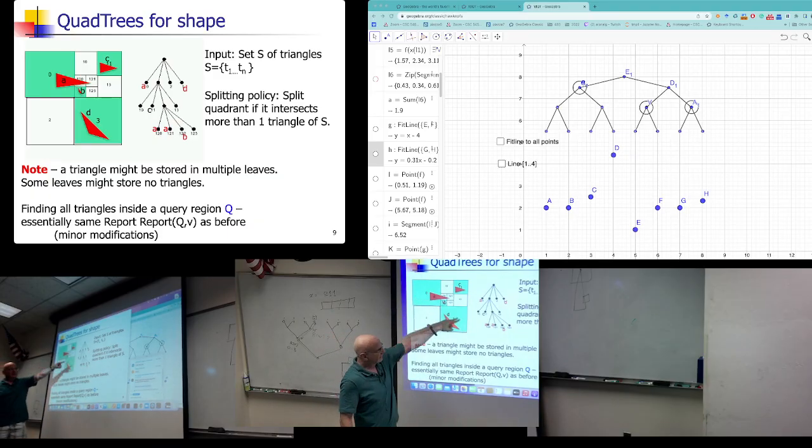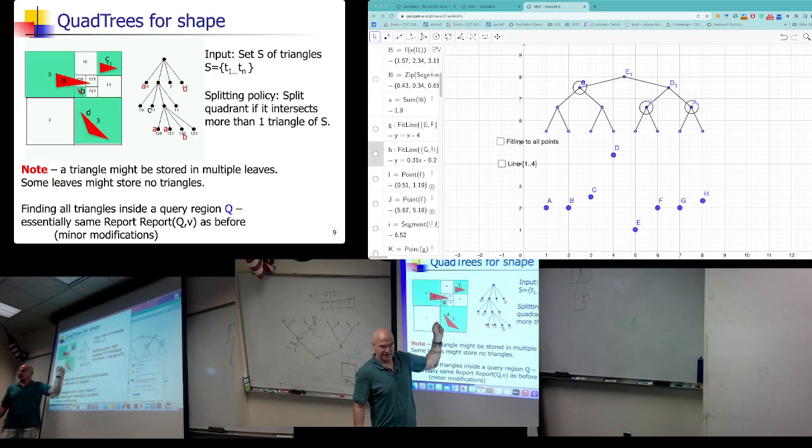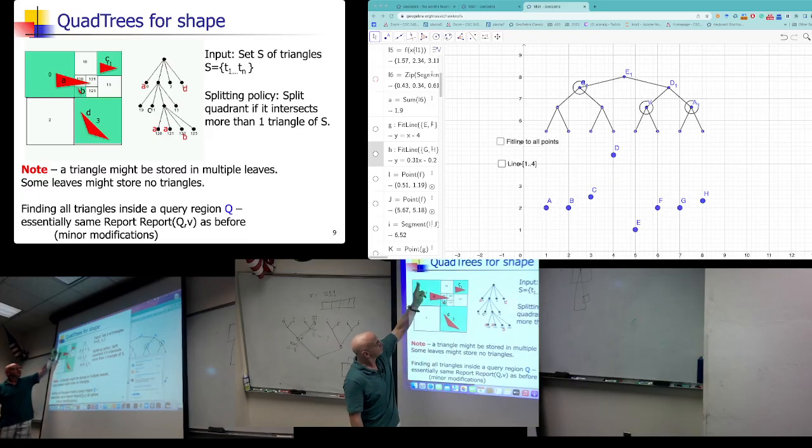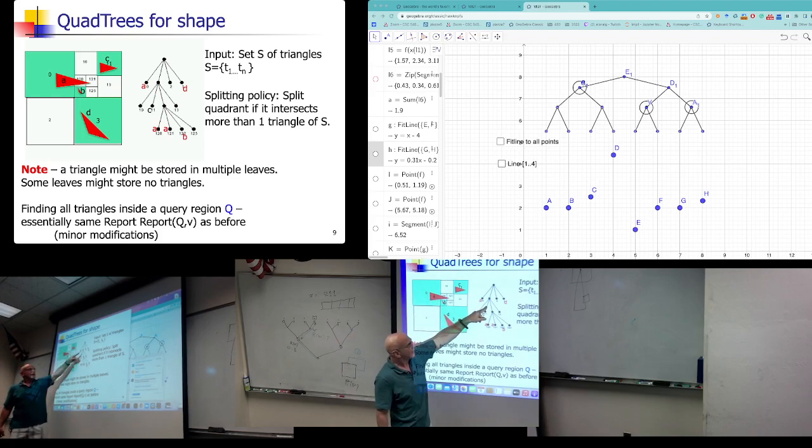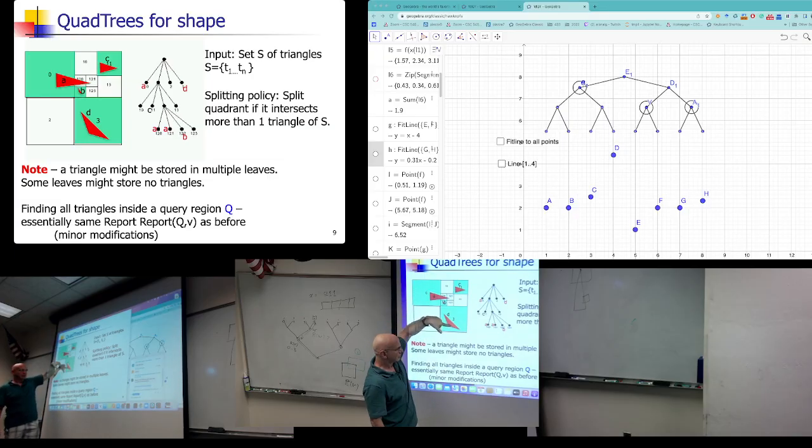Anyhow, in this slide, I'm using the splitting policy that every quadrant should intersect at most one triangle of the input triangles. The input triangles are A, D, B, and C. And as usual, the root asks, in my whole world, are there more than one triangle? Yes, there are 4 of them. So I'll split it, splitting always in the middle.